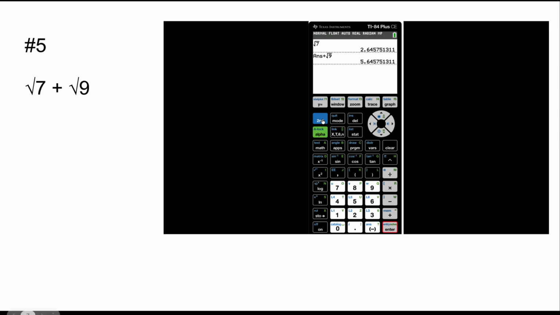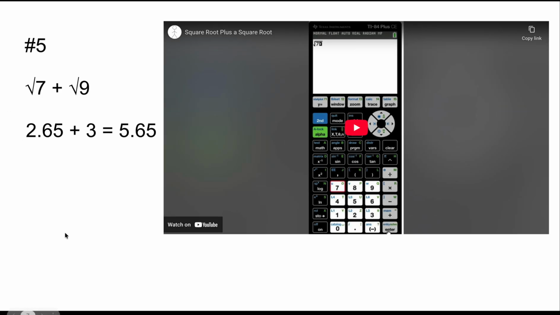Now I'm going to show you the wrong way to do it, just to show you that this is not the same answer. Okay, and so to find our answer, we're going to do it separately. The square root of 7, take that answer, add it to the square root of 9. 5.65 is our answer. Okay.